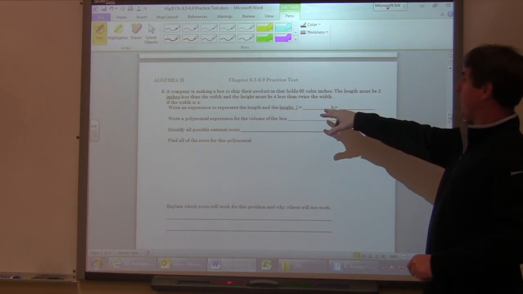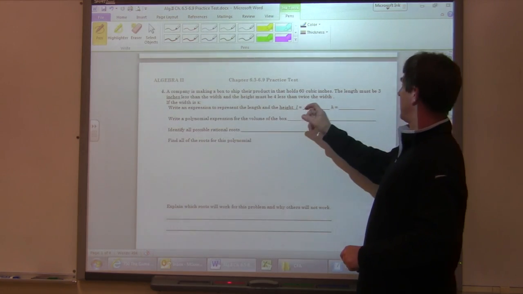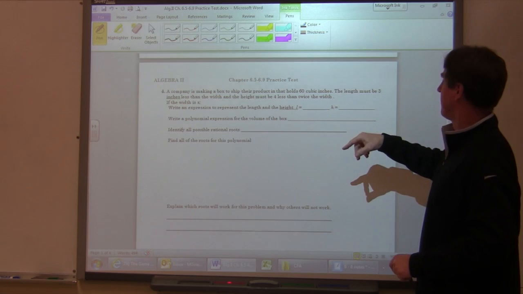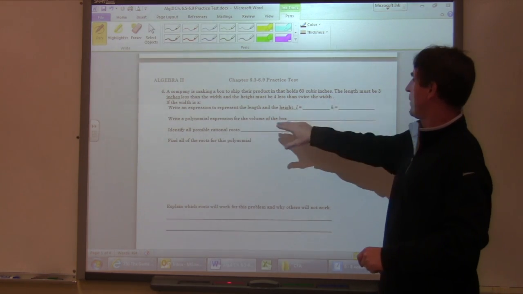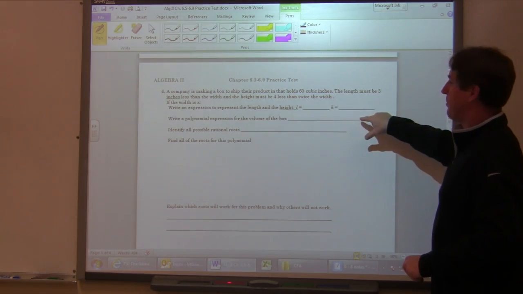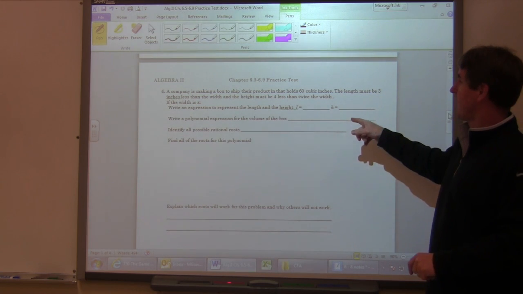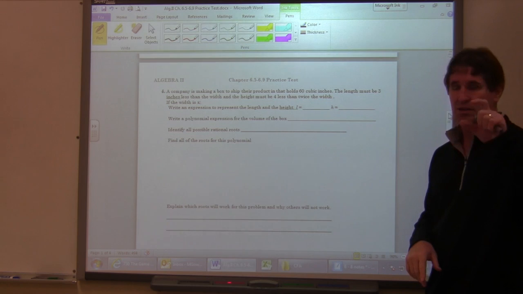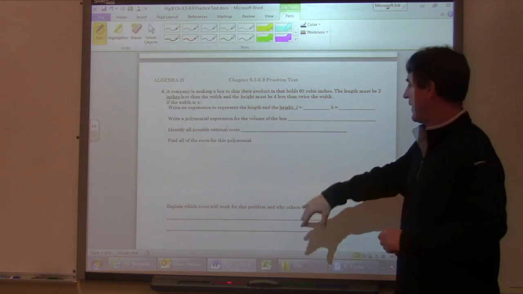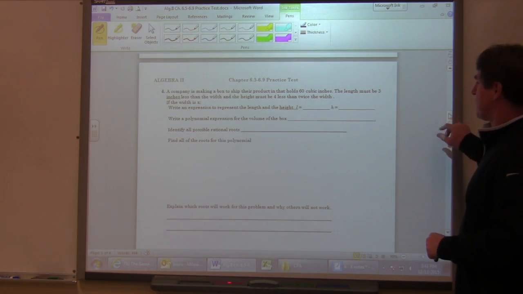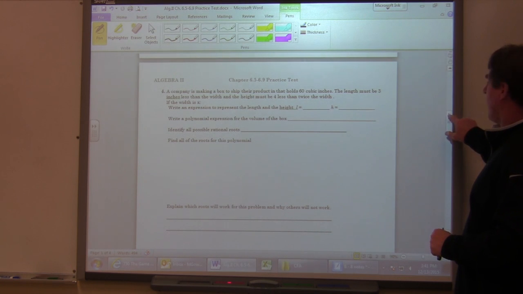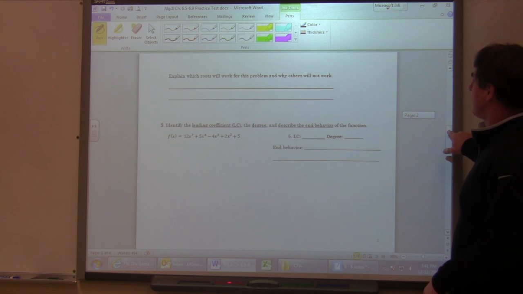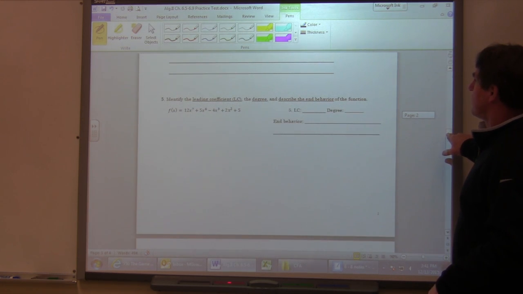Here we have a story problem, in which case you have to find the length and the height. They tell you that the width is x, and they give you the information here. You have to find the length of x. Write your polynomial expression in the box. Set that equal to 0. Okay? Identify the possible rational roots. That's our plus or minus, the numbers we can do. Then find it, and then explain which roots will work for this problem and why. So again, remember, you should be pausing this so you can write these down so you can get it.